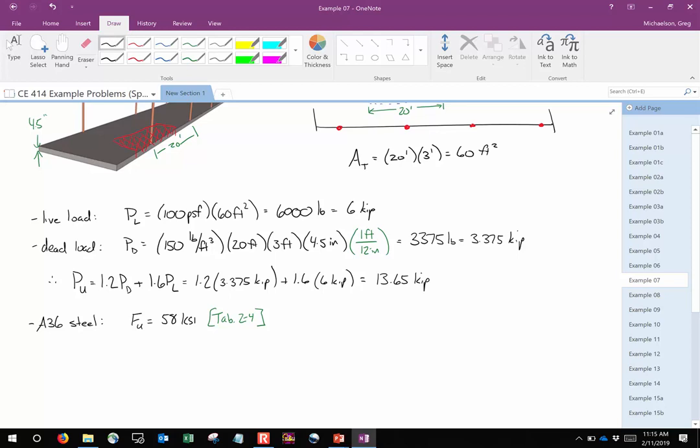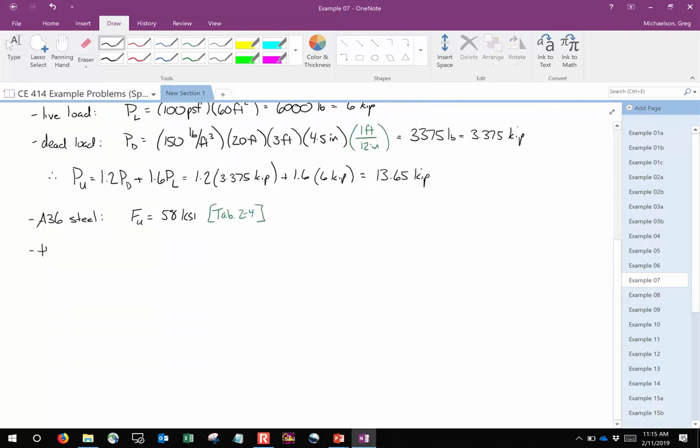All right, now that we've got this, we can do the threaded rod design pretty easily. It's really not that difficult. All we have to do is take our factored load and our FU and plug it into the following. Again, that's just taking the area of a circle, pi over 4 d squared, the phi value of 0.75, and doing some algebra and solving for dB.